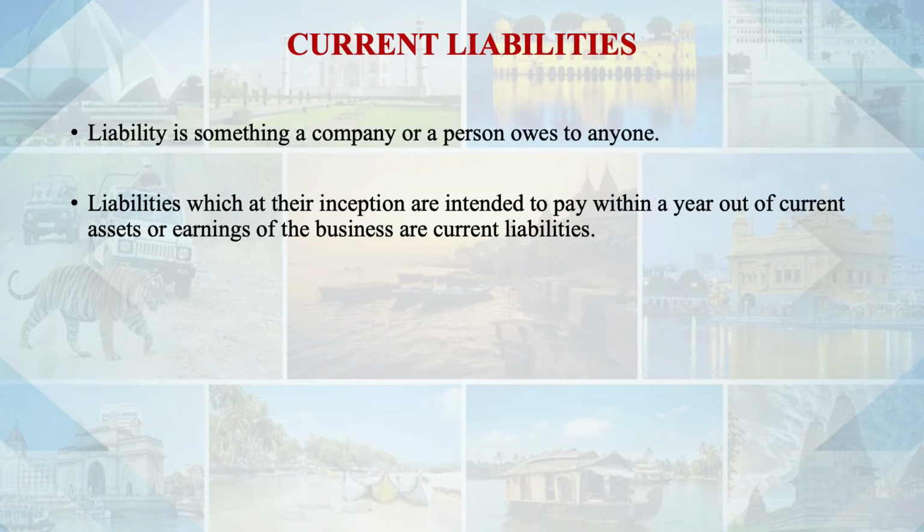Now the liabilities which at their inception are intended to be paid within a year out of current assets or earnings of the business are current liabilities. See, whatever the business owes is the liability, but if that repayment is due within 1 year, and if that repayment is to be made out of current assets or the current earnings of the business, then it becomes a current liability.